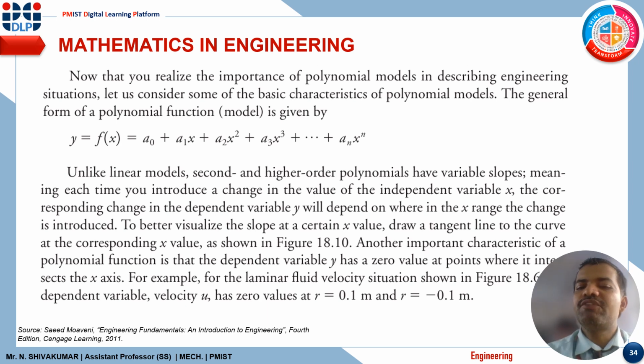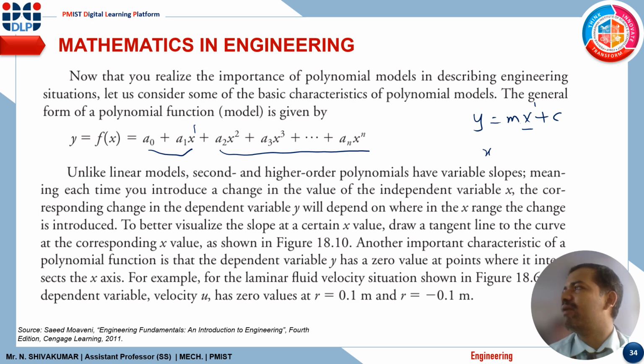First we dealt with y equal to mx plus c, that is a linear equation, so x power only 1. When we move to a higher order polynomial equation, we have a0 plus a1x, where a0 is the constant and a1 is the slope with power 1. Then this is power 2, this is power 3. When we have more powers of x, more than power 1, it is called a polynomial equation. So this is higher order.